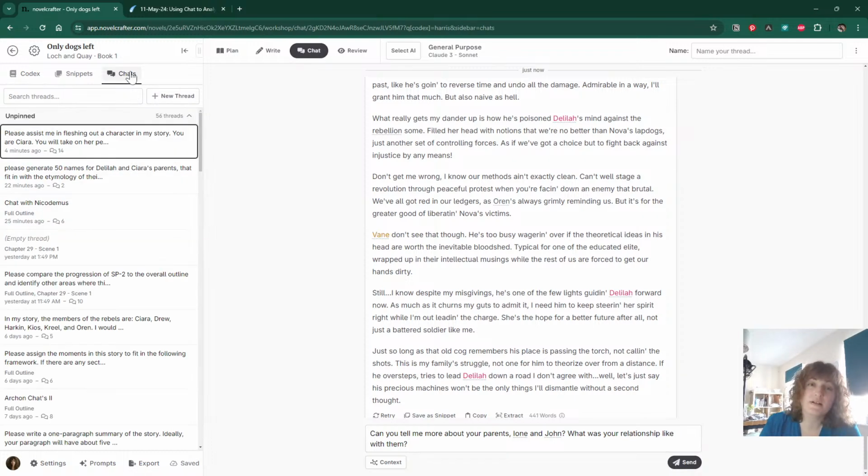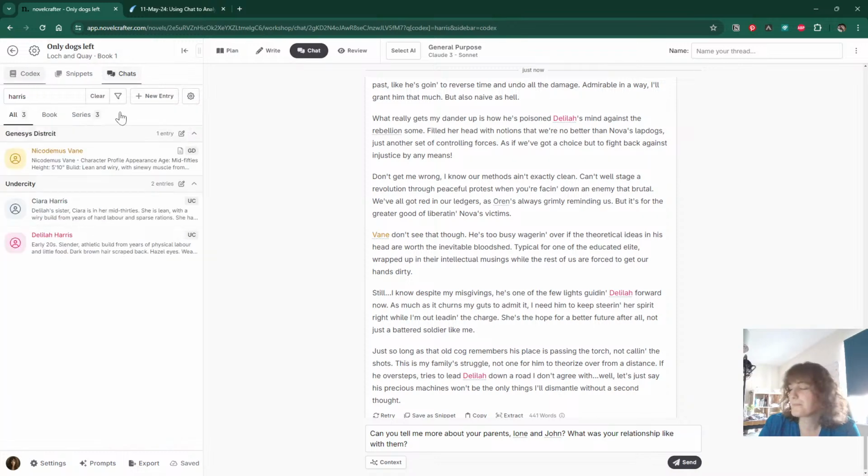Oh, and as well, earlier when I said you can see how many messages are in a chat, they are just in these little wee bubbles. So if you go on the sidebar and go to chats, then you can see all of these things.